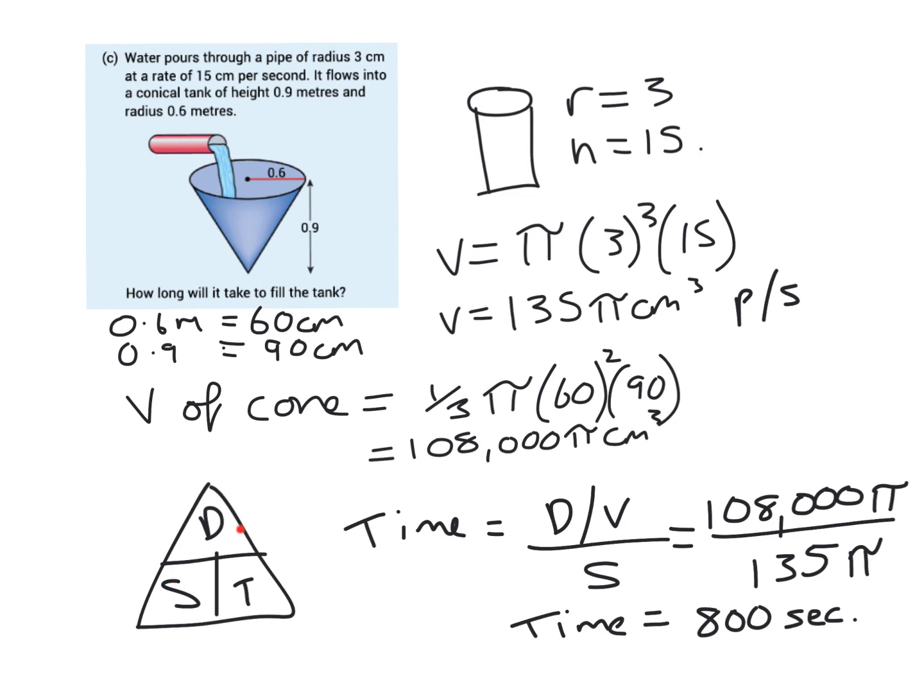Then just a quick recap here on distance, speed and time, if you remember that from junior cert. If I want to find time, I put my finger over time and I get distance over speed. Distance, in this case, would be the equivalent of the volume of the cone, so how much it has to fill, and that's 108,000 pi, and then the speed is 135 pi. Really important that when we're doing distance, speed and time, or volume and speed, that we are not looking at metres per second. We're looking at centimetres per second, metres per minute, or kilometres per hour.